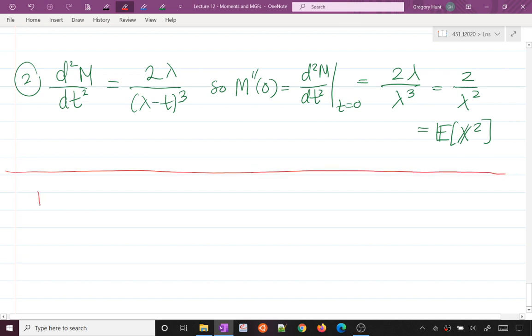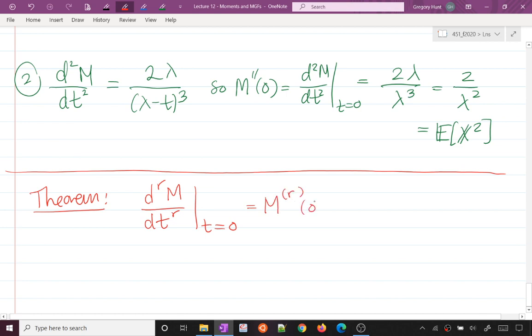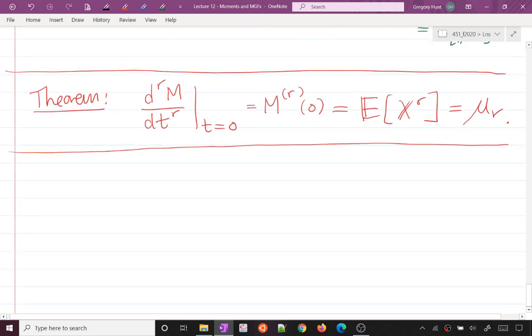So what's the general theorem? You can probably guess it. Here's the theorem. Pretty easy to write, kind of one line. If I take the rth derivative of my moment generating function, evaluate it at 0. So another way of writing that is m^(r) of 0. Rth derivative evaluated at 0. This is the rth moment of my random variable, which you might denote mu sub r. Really simple to write out. Nice.